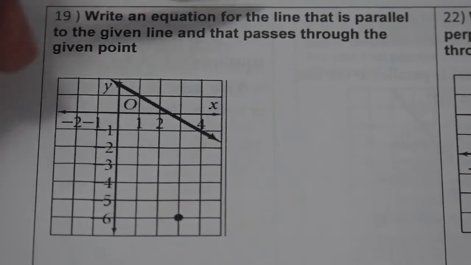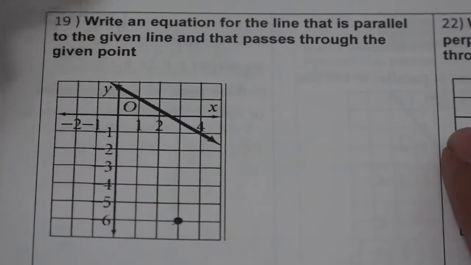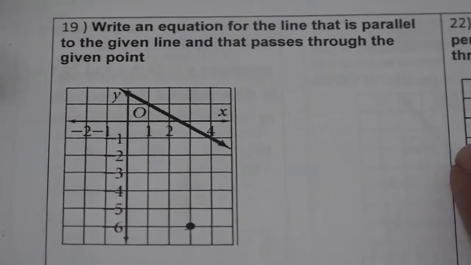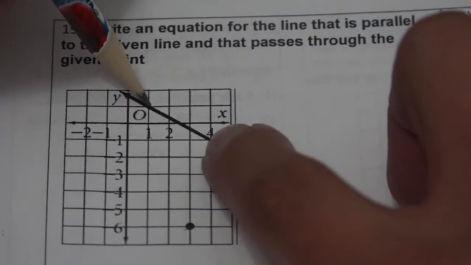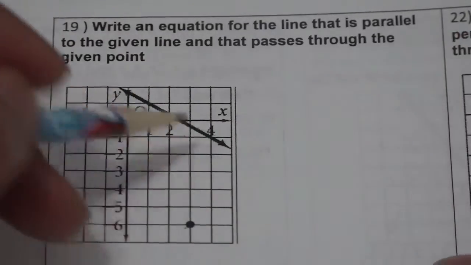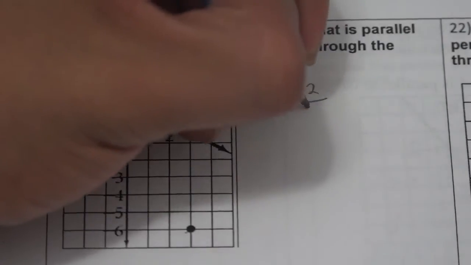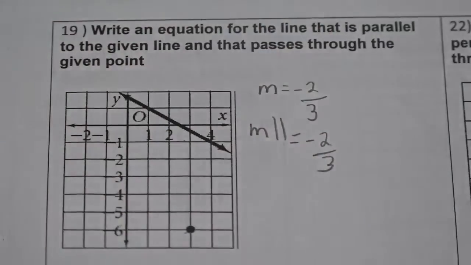Write an equation for the line that is parallel to this and goes to this point. Let's find the slope of this line right here. Nice point and nice point. So 1, 2, 1, 2, 3. And it goes down, so it's negative. So the slope is -2/3. The slope of a line parallel to it should have the same slope, so it's -2/3.